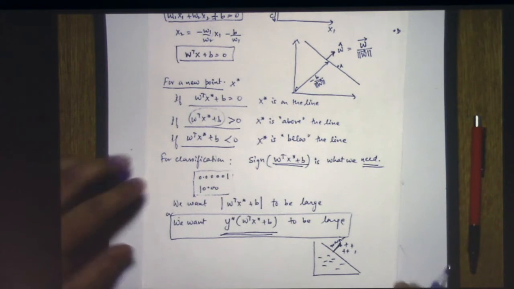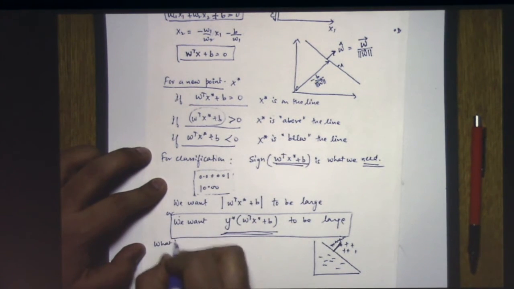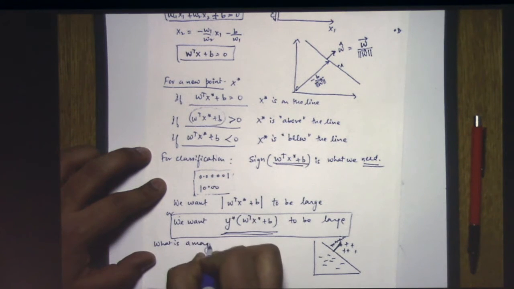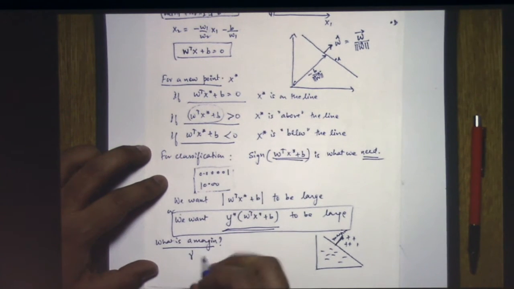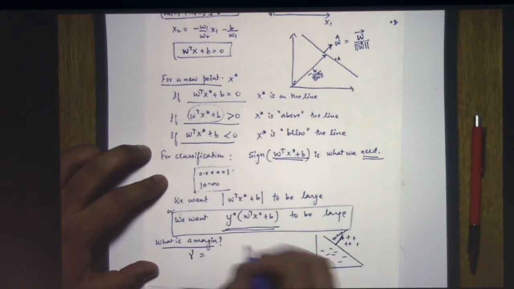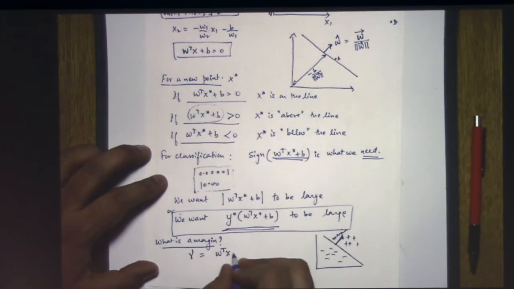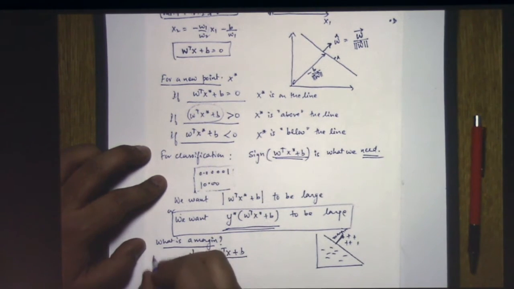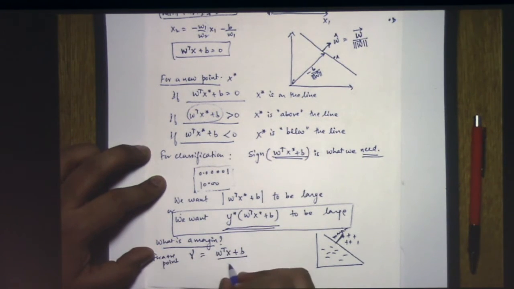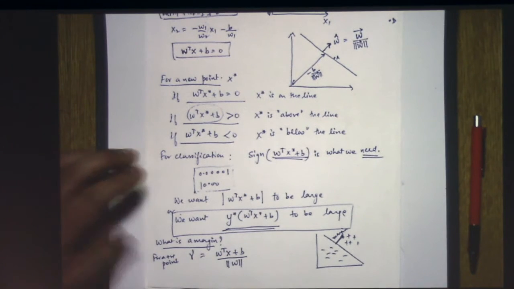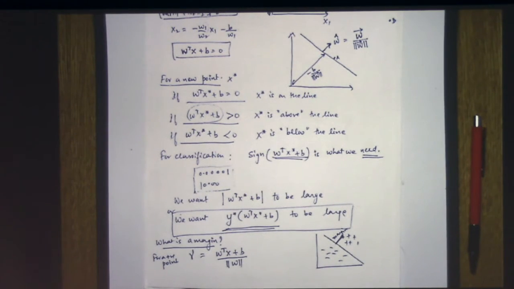So for a positive point, what is a margin? For any point, the margin, let's represent it as gamma. Gamma will be W transpose X plus B, for a positive point, over the magnitude of W. Now why will this be? We'll look at it quickly.